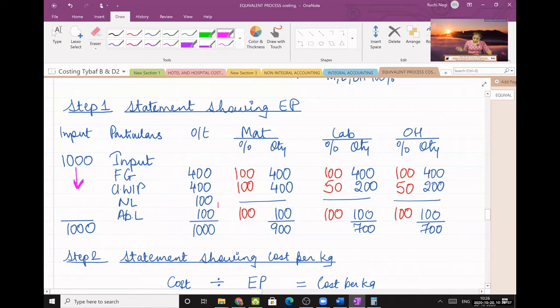And then simultaneously write the degree of completion. For finished goods, I told you, you have to assume it is to be 100, 100, 100. So 400's 100% is how much? 400, 400, 400 respectively.